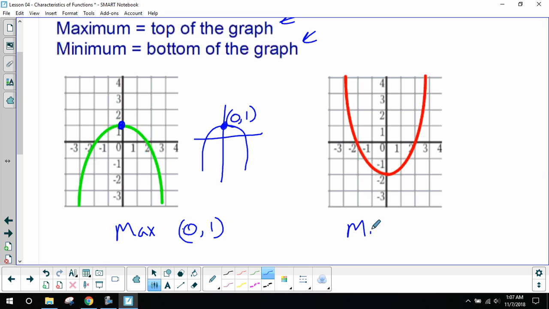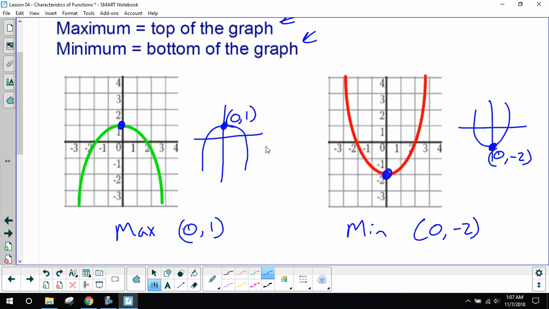Minimum, this is like a valley. This will be the lowest point. Again, if you're drawing this in your notes, you really just need to focus on that point, which is 0, -2. So being that that's the lowest point, we're going to say the minimum is 0, -2. Okay, these are really, really easy.